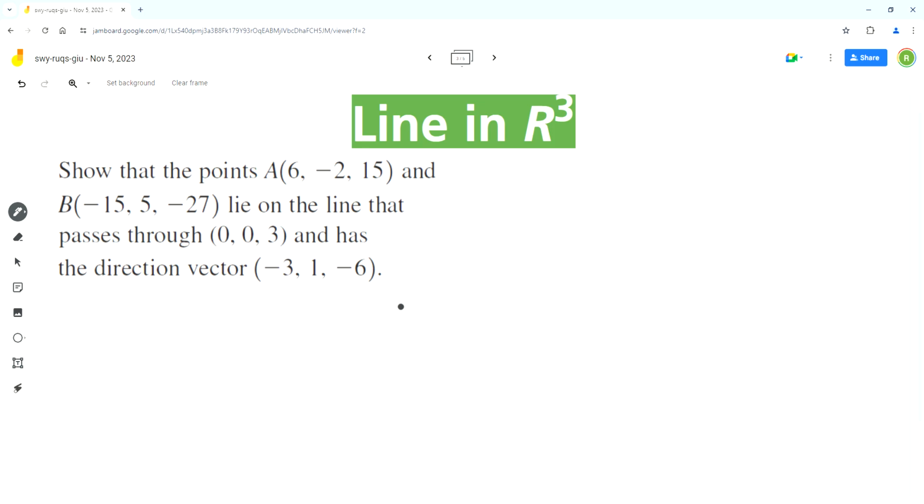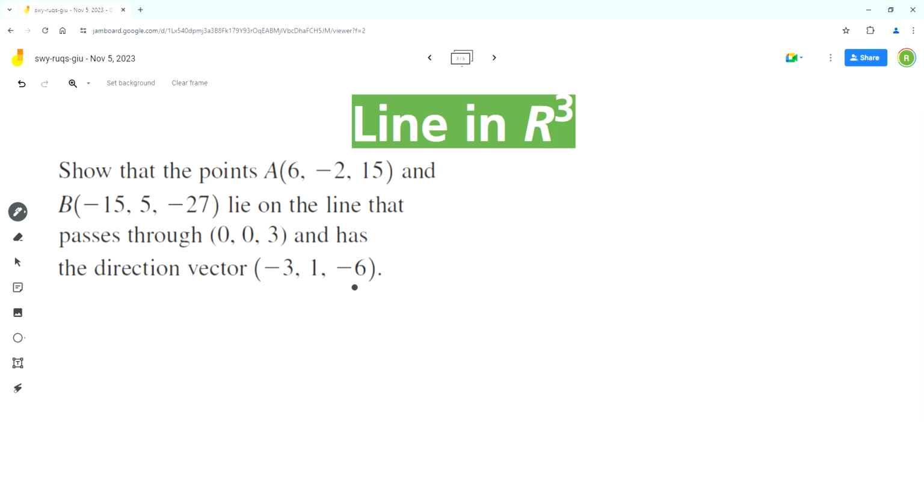So in this video, we'll solve this problem using the concepts of line in R3. As per the problem, show that the points A and B lie on the line that passes through 0, 0, 3 and has the direction vector negative 3, 1, negative 6.